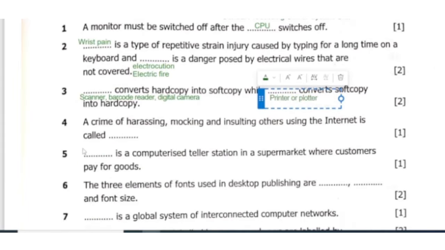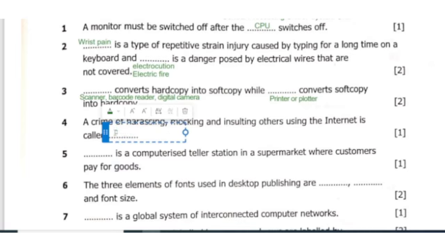Okay, we come to question number 4. A crime of harassing, mocking, and insulting others using the internet is called cyber bullying. If you are insulting people on the internet, using abusive language towards them, using bad comments that bring them down, then what you're doing is cyber bullying.